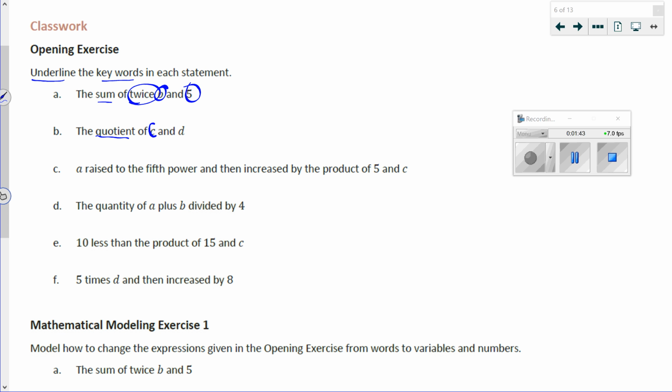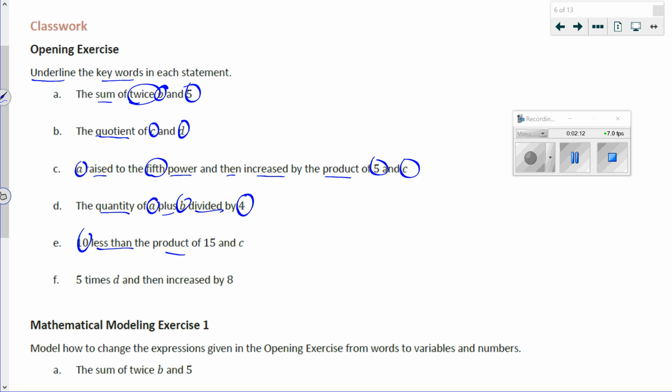Okay, quotient of C and D. A raised to the 5th power and then increased by the product of 5 and C. Quantity of A plus B divided by 4. 10 less than tells me 2 things. What 2 does it tell me, guys? Subtract and flip. So that means that the minus 10 is going to come at the end of anything else that I have written. Okay?